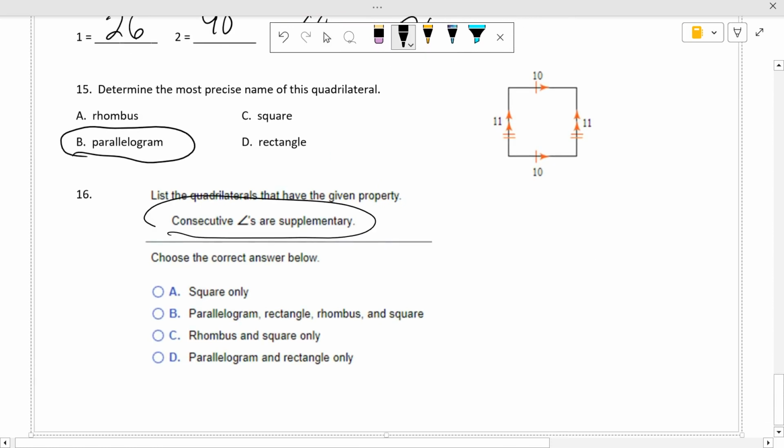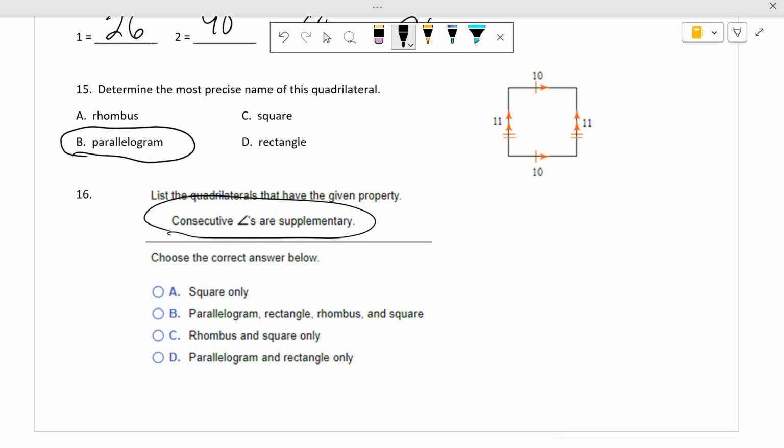Consecutive angles are supplementary. Are consecutive angles supplementary in a square? Yep, they are. How about in a parallelogram? Yep. So if it works for a parallelogram, it works for all of them.